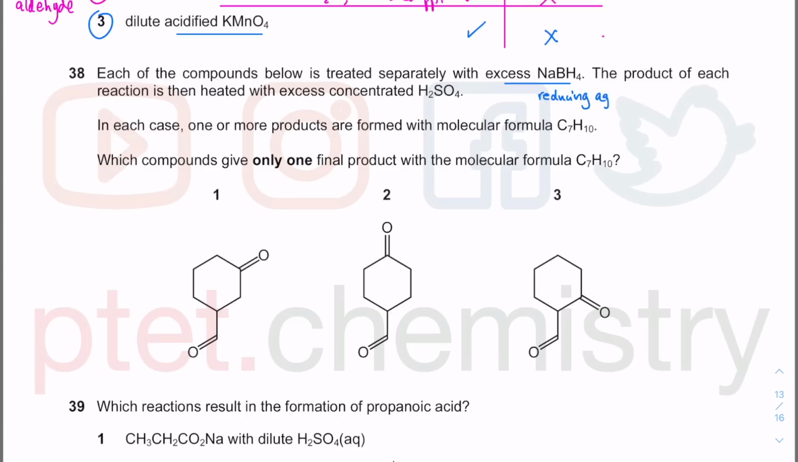So the compounds given below are all ketones or aldehydes. NaBH4 can reduce both ketone and aldehyde. It cannot reduce carboxylic acid, not strong enough. To do reduction of carboxylic acid, you need lithium aluminum hydride. Anyway, the product of each reaction, you heat it with excess concentrated H2SO4. So what you actually get is dehydration after you form the alcohol.